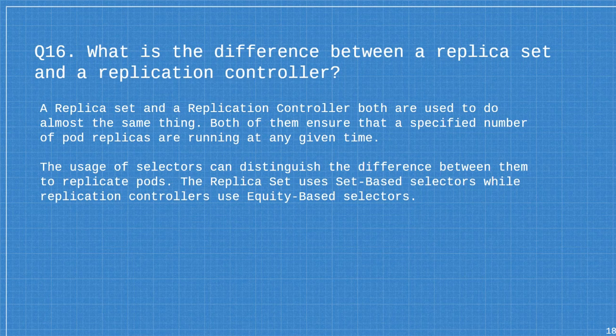This thing is achievable with the replica set. Are you understanding? Either app is equal to nginx, or app is equal to Apache, or app is equal to Tomcat, make the replicas and count of those pods equal to 3. So that's the main difference between the replica set and the replica controller.